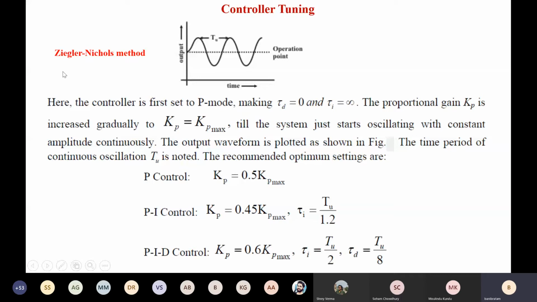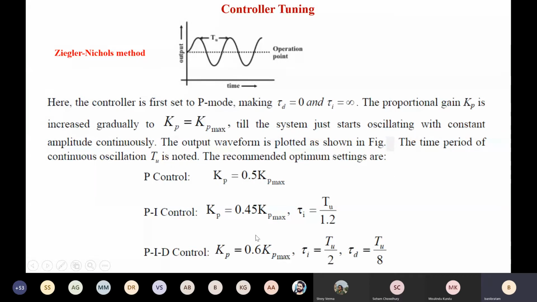So this is just, as I repeat, called the Ziegler-Nichols tuning method, and this is just one example method. Here the Kp max and Tu are found out either by simulation or experimentally, and then from these two values, the other parameters like tau I, tau d, and Kp are chosen.